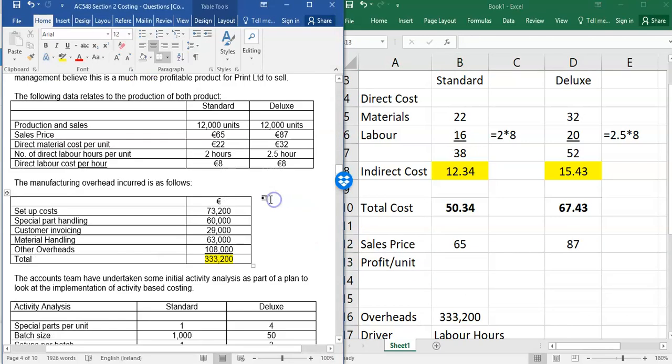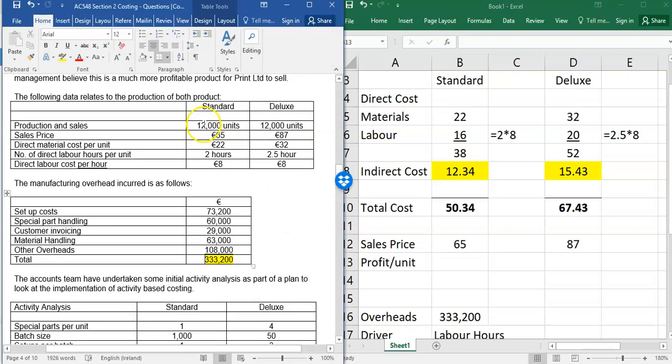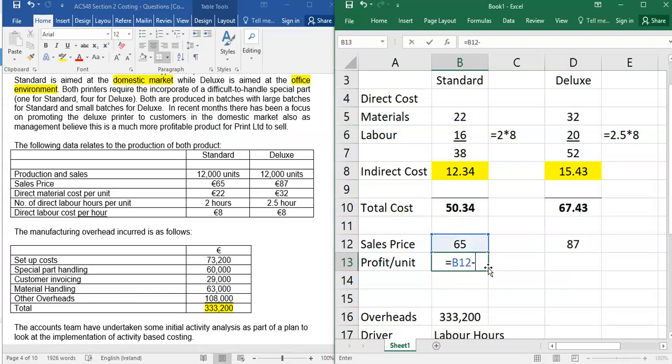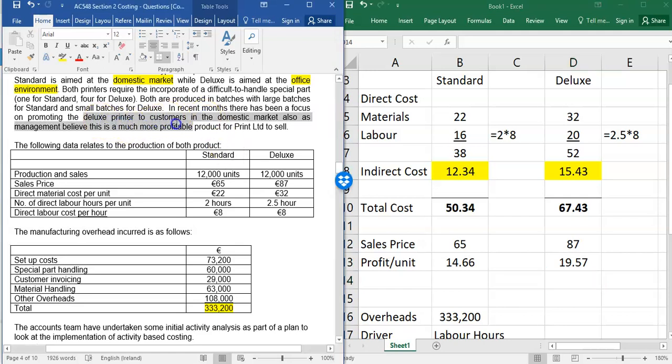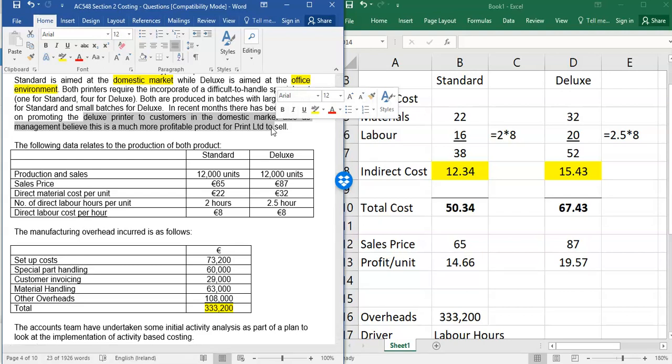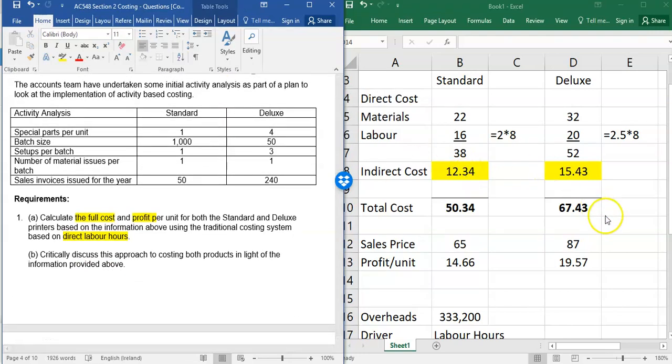Remember, if you go back to the question, you are asked for both full cost and profit per unit. Profit per unit here is your selling price minus your full cost. You can call that total cost, or you can call it full cost. And the same for deluxe, 19.57. So what we can see is on a per unit basis, and remember you sell the same amount of standard units as deluxe, deluxe is more profitable. That's what we're talking about when they're trying to promote the deluxe over the standard product, because they believe it's the more profitable product in their portfolio. So the narrative aligns to your calculations. That's our first part answered, part 1: calculate the full cost, otherwise known as total cost, and calculate the profit per unit.